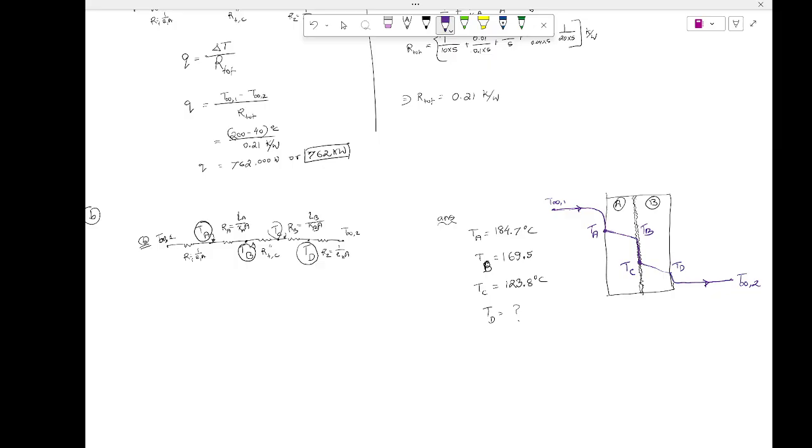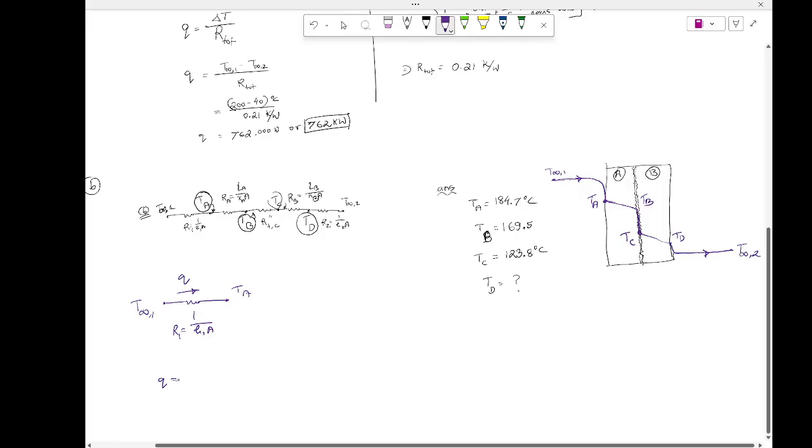Okay, let me help you. All right, just focus on the first resistance, okay? So T infinity 1, I have this TA. I'm writing this Q, and I'm saying this Q is the same Q for all 5 resistors. Does everybody understand that? Why this is the same Q? That is so important to understand. If that's the same Q, what is this resistance? Is it R1, which is 1 over H1A? And then can I write this as Q equal T infinity 1 minus TA divided by R1?